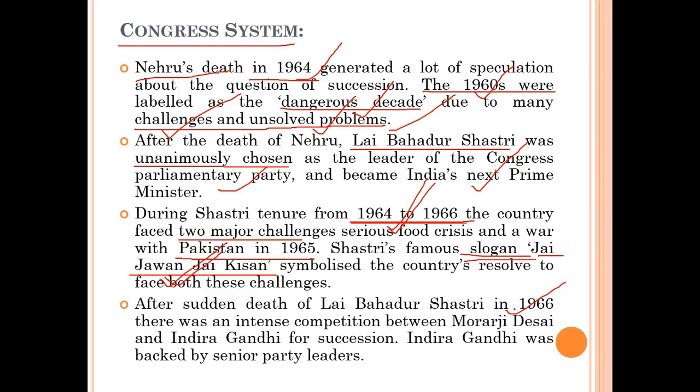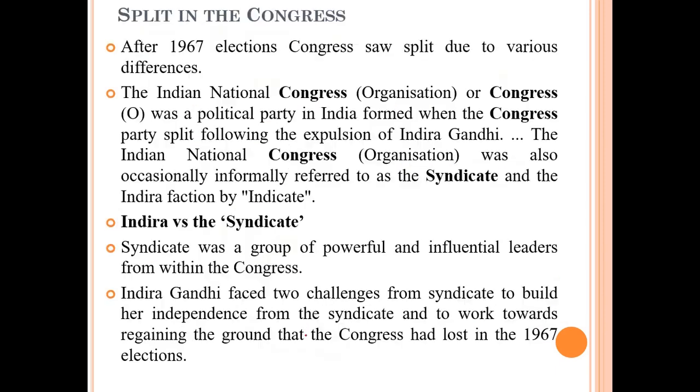After Shastri's death in 1966, there was an intense competition between Morarji Desai and Indira Gandhi, these two important leaders. Indira Gandhi was backed by some senior party leaders. Morarji Desai himself was very senior, but some other senior members were backing Indira Gandhi. So, because of the ambition of Indira Gandhi, after the 1967 election, Congress saw a split.